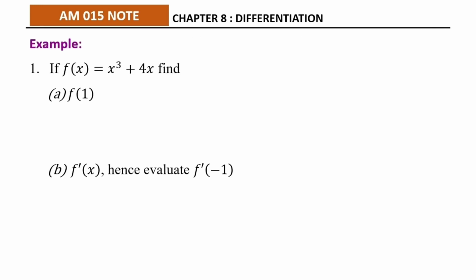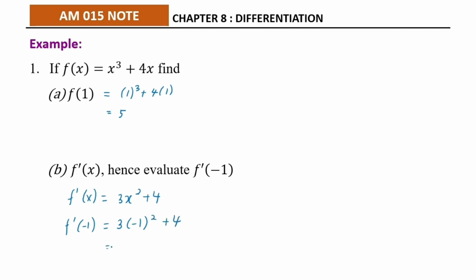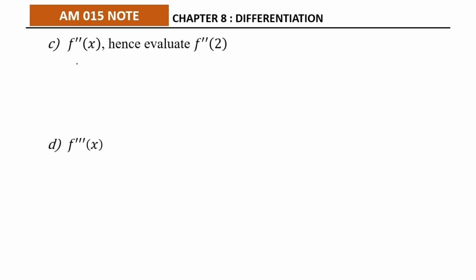Example, if f(x) equal to x cubed plus 4x, find f(1). f(1) is actually substituting 1 into function f, equal to 5. And then f prime: differentiate f(x) one time, 3x squared plus 4, so f prime of negative 1 equal to 3 times negative 1 squared plus 4 equal to 7.